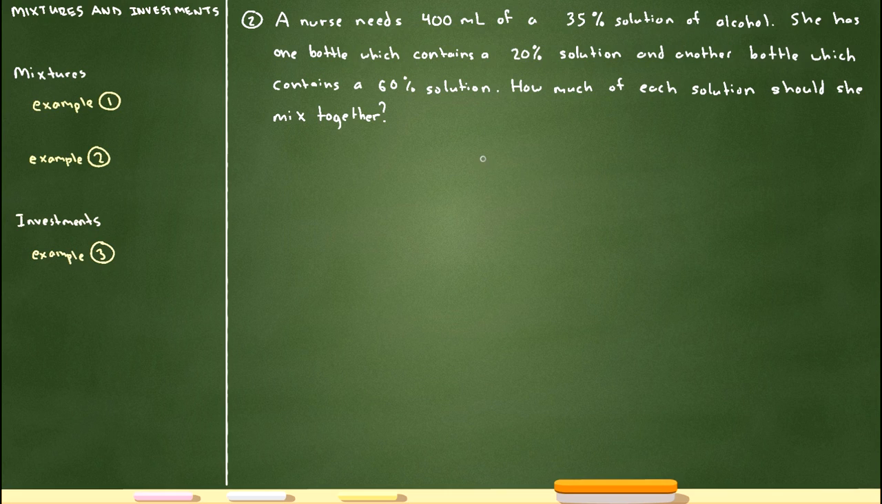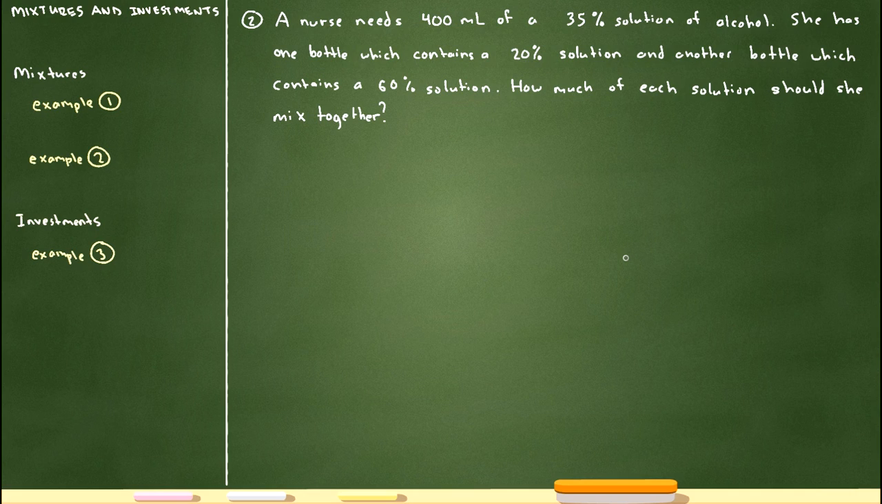Now this would be easy, right? If we already had a container with a 35% solution of alcohol, we could just measure out 400 milliliters and we'd be done. However, we don't have that. We have a lesser strength solution, which has 20% alcohol, and another one that has 60% alcohol. So the idea is going to be to combine these two bottles.